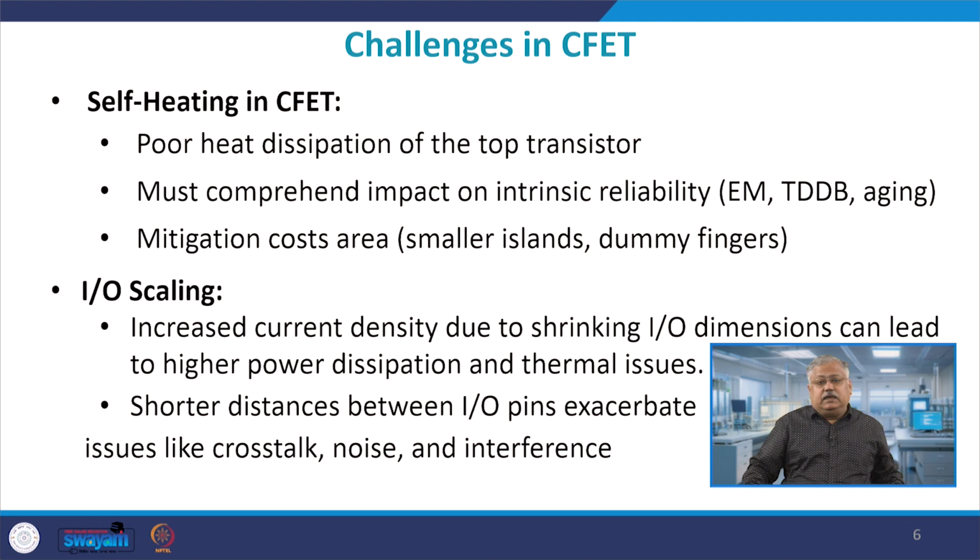Between the two IO pins, the distance becomes shorter and shorter, and therefore the signals are susceptible to crosstalk, noise, and interference. So, we have learned that IO scaling is a major issue in a CFET, which you possibly won't see too much in a bulk MOSFET or even a FinFET, right? But it's a major issue when you talk about CFETs, and thermal issues, for example. Thermal issues is also a major issue because there are no paths available for the thermal current or even the temperature to dissipate anywhere across the CFET, and that is a rather difficult situation and challenge in case of CFET.